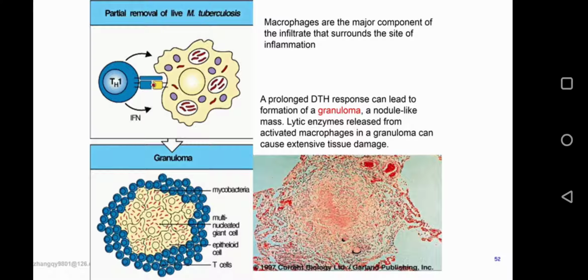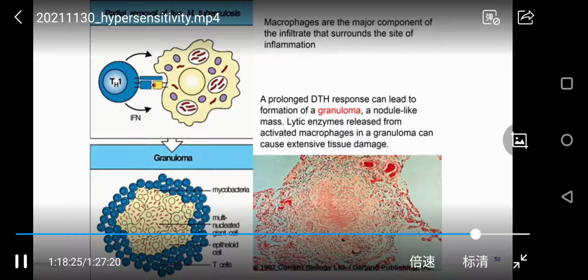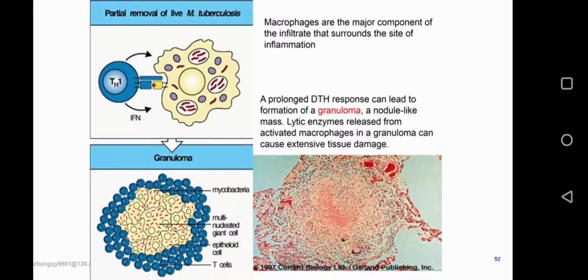But the macrophage can present antigen to the T cell. After T cell activation, they will release interferon gamma. Interferon gamma will help the macrophage to kill the tuberculosis. So you can see that for a patient with tuberculosis infection, we can detect many granulomas in the lung, right? This is the granuloma in the lung, a nodule-like mass.